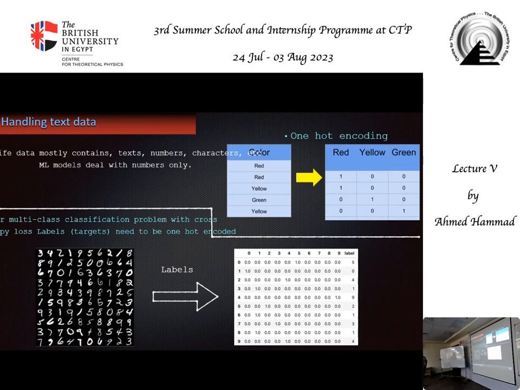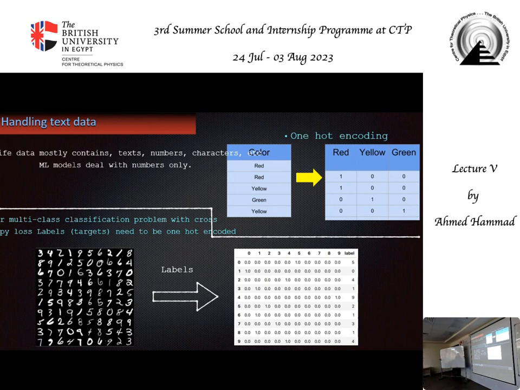Well, so point number 2 now is how to handle categorical and text data. Assume that, as I said, this machine learning data can contain text, numbers, clusters, and machine learning models deal only with numbers. So how can we do this change? For example, you have a column of color, and this column has three categories, like red, yellow, and green.